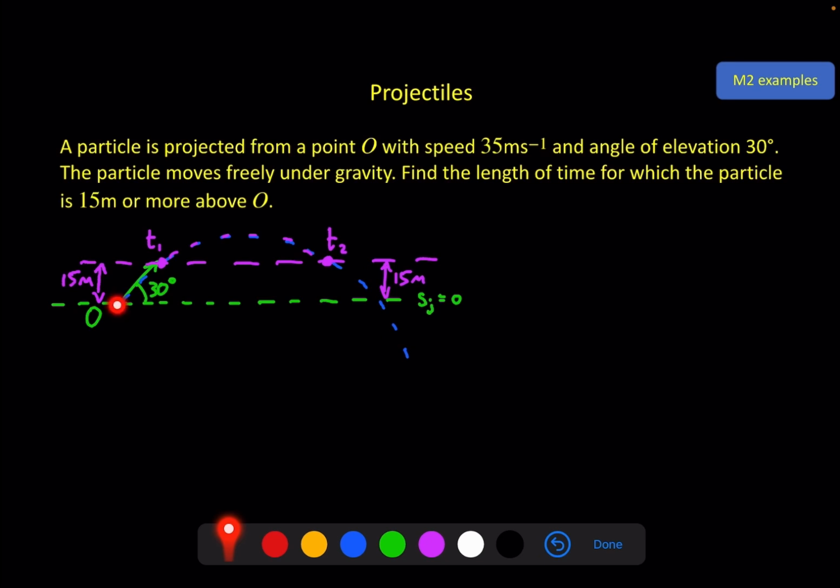Starting here, whatever the vertical speed is, it goes up, comes to an instantaneous stop at the top, which would be here, and then it starts to fall back down again. And we're interested in the time it is above 15 meters.